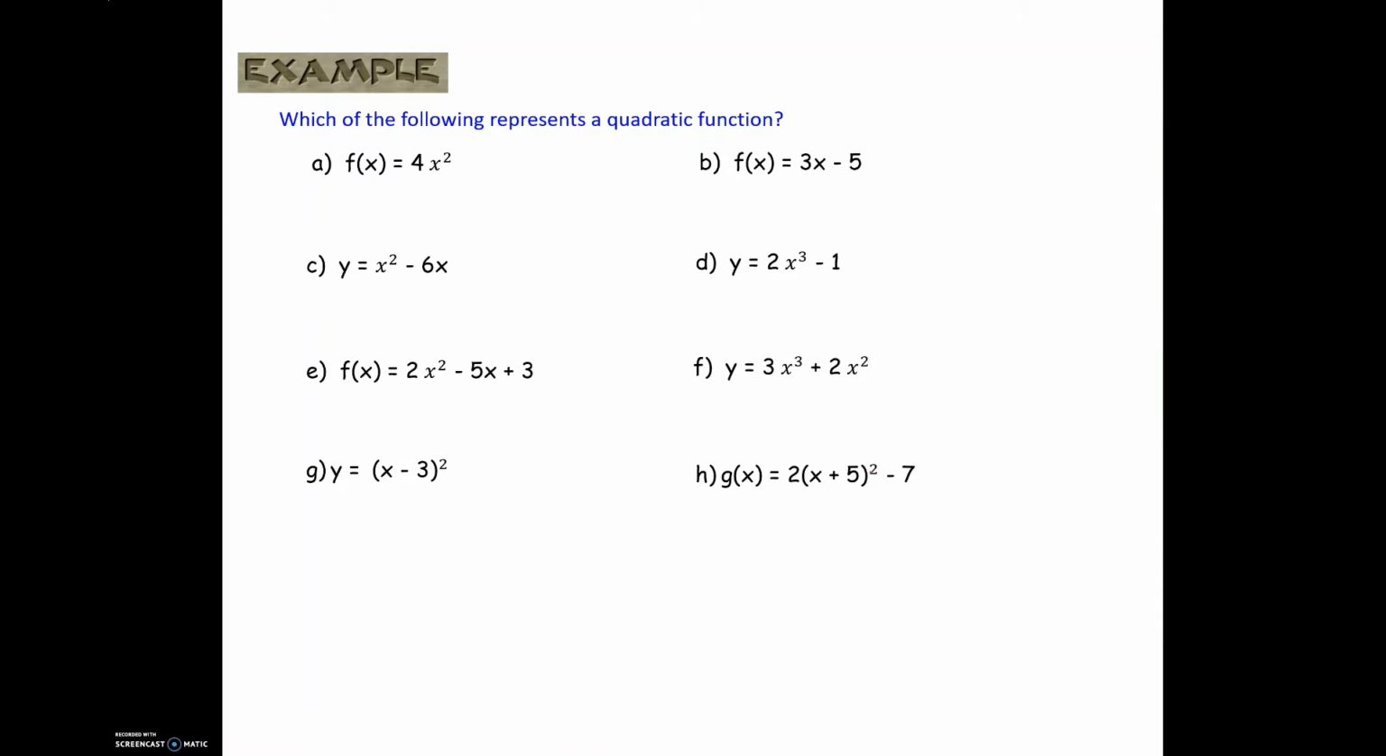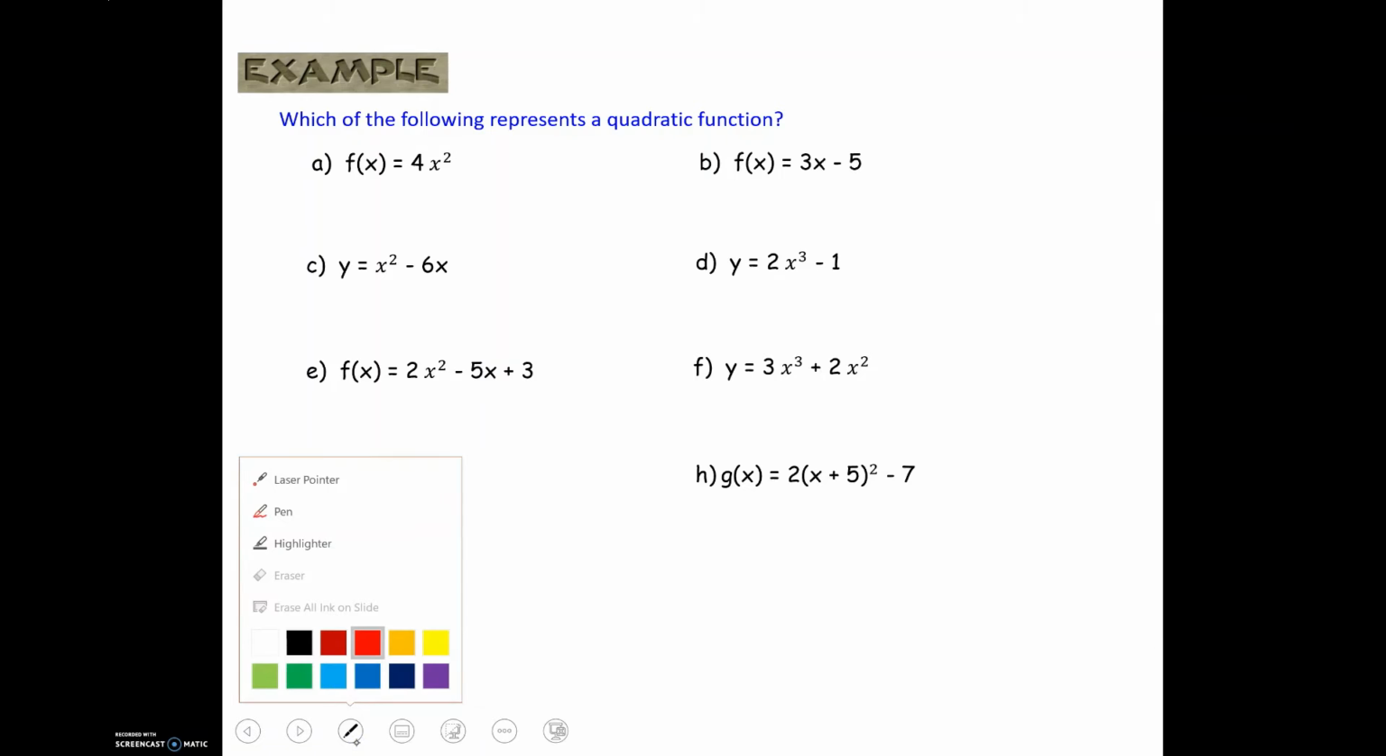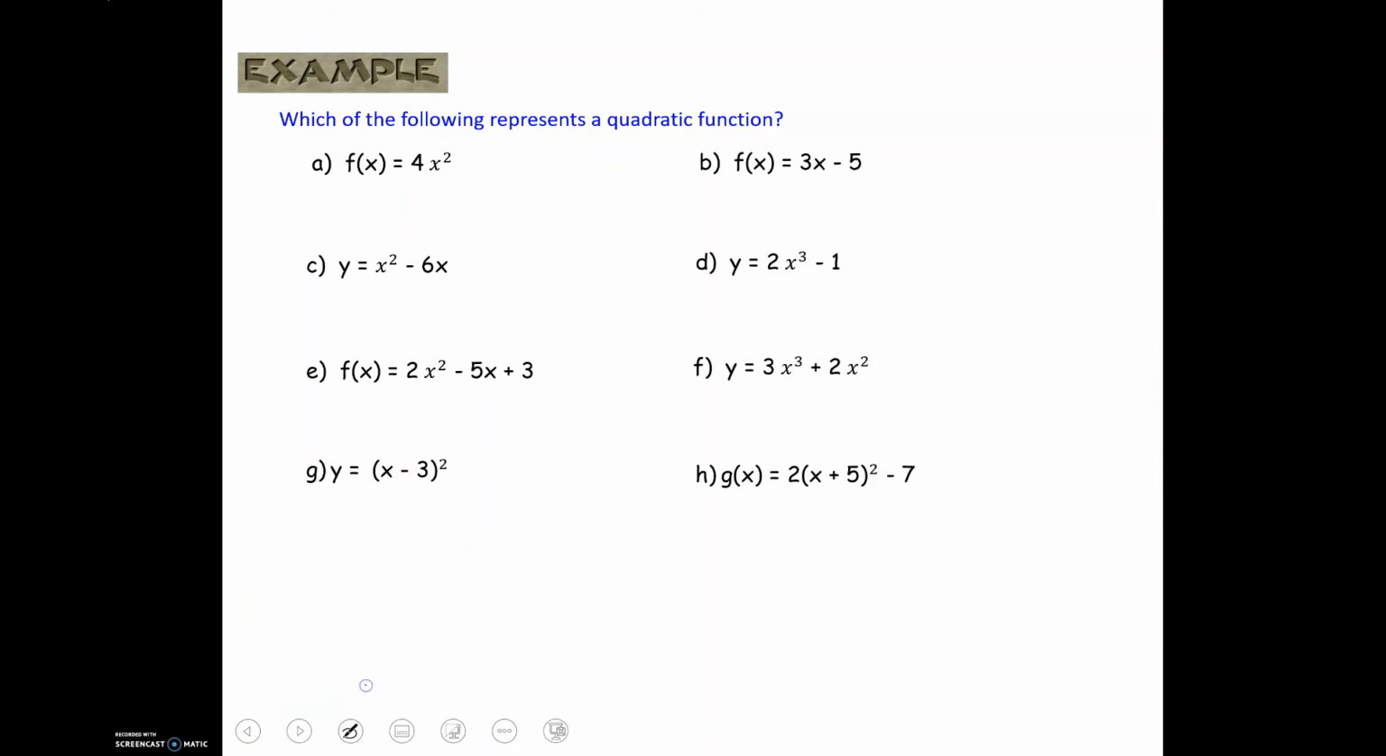So which of the following represents a quadratic function? So remember, we need to be in a degree of 2. So this first one, yep, degree of 2. In B, nope, degree of 1. So this x is not squared, it's not a quadratic function. C is, we have x squared minus 6x, that's all good. D is not, cannot have the x cubed. In E, yep, we have x squared. F, no, because of the x cubed. G is, and H is.